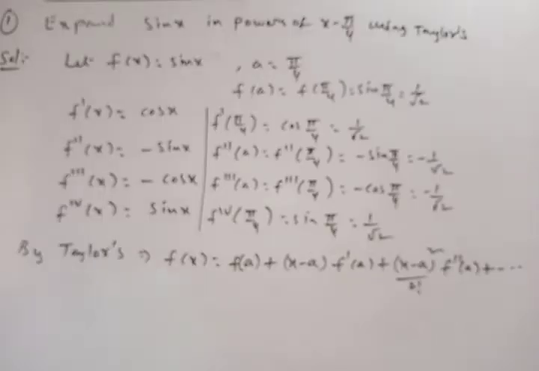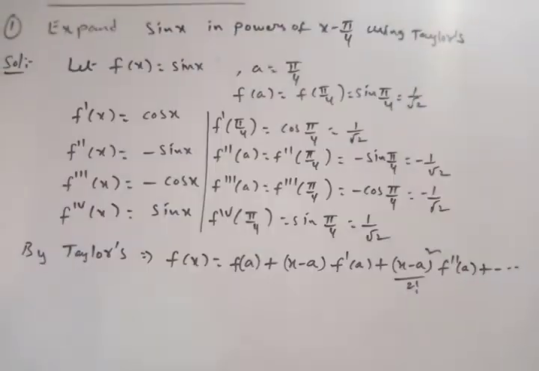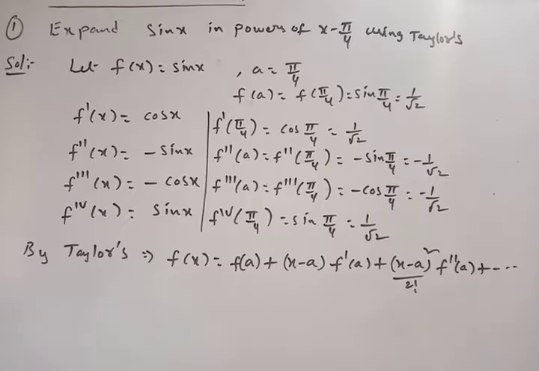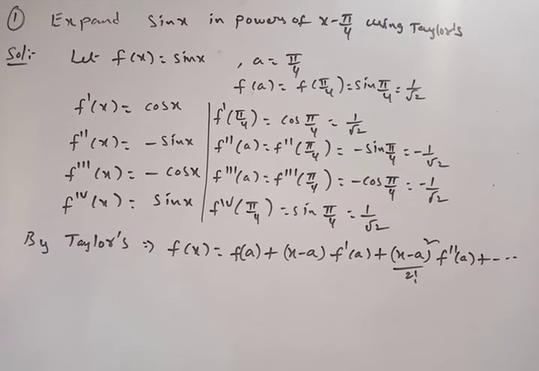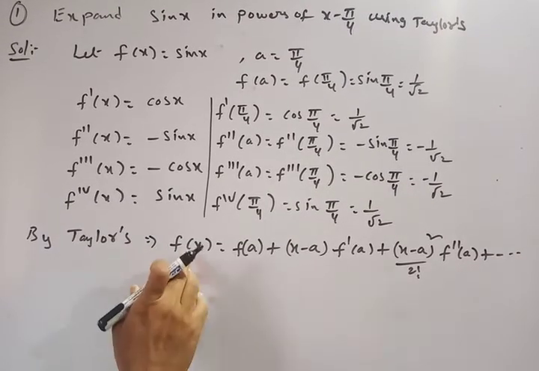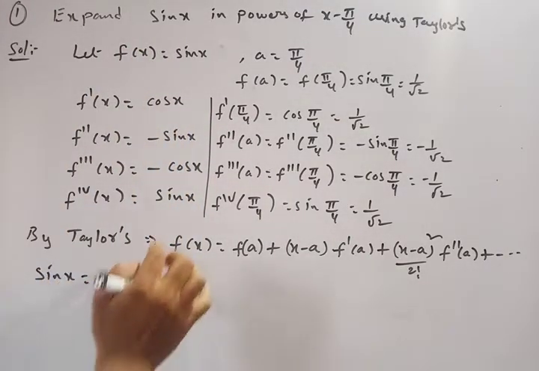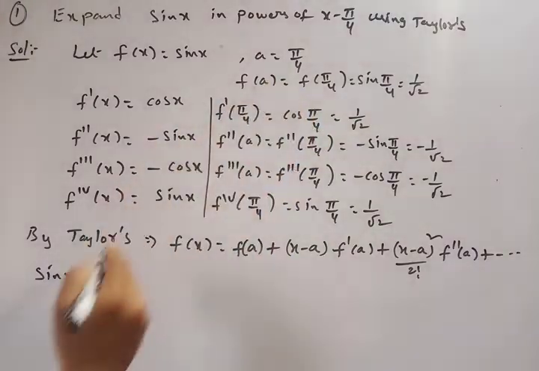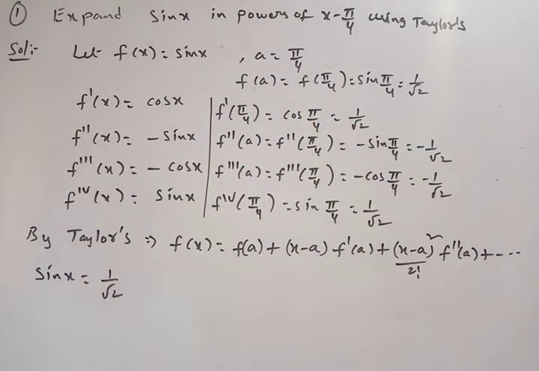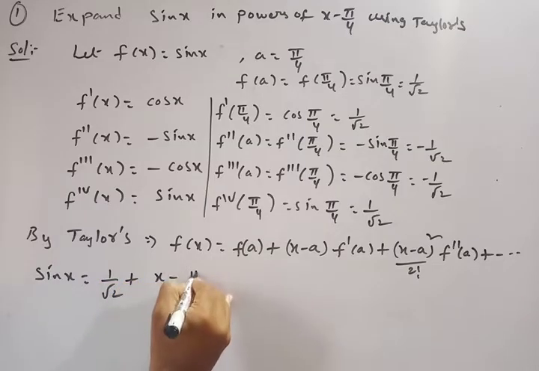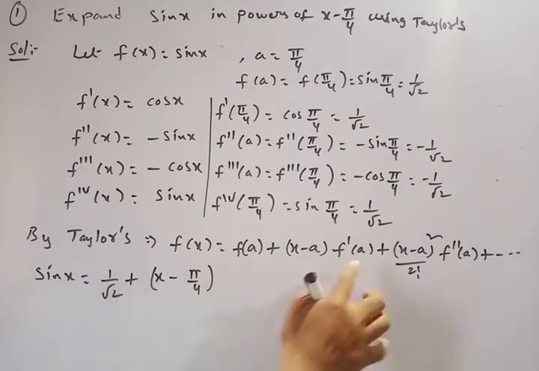So now what we have to do is substitute the values, whatever values we calculated. What is f of x here? Sin x is equal to f of a. What is the value of f of a? I got 1 by root 2. Plus x minus a, where a is pi by 4, into f dash of a.